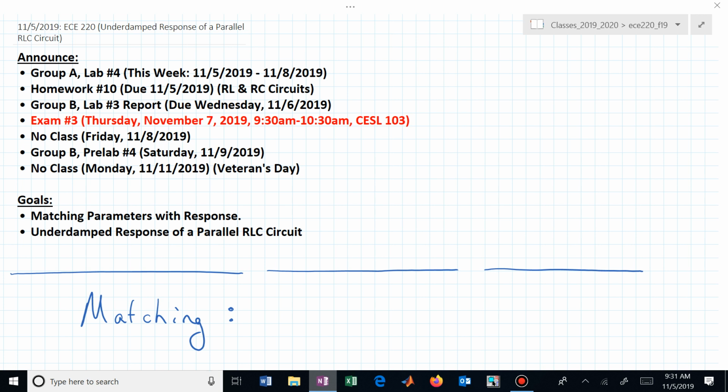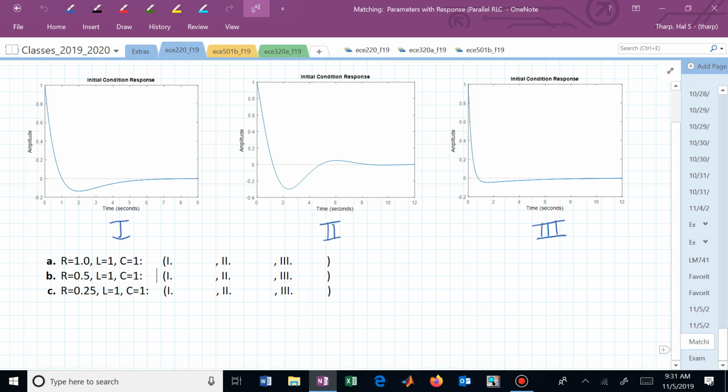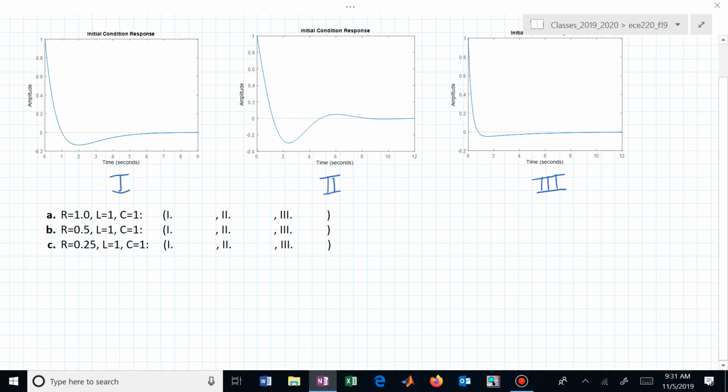Today, what I want to do is pick up with RLC circuits, Chapter 8, and we're still yet to force them. We are still just looking at how they behave after initial conditions have been established. And we've only looked at, so far, the overdamped case, and I thought maybe to get us back thinking about this, let's play a little matching.